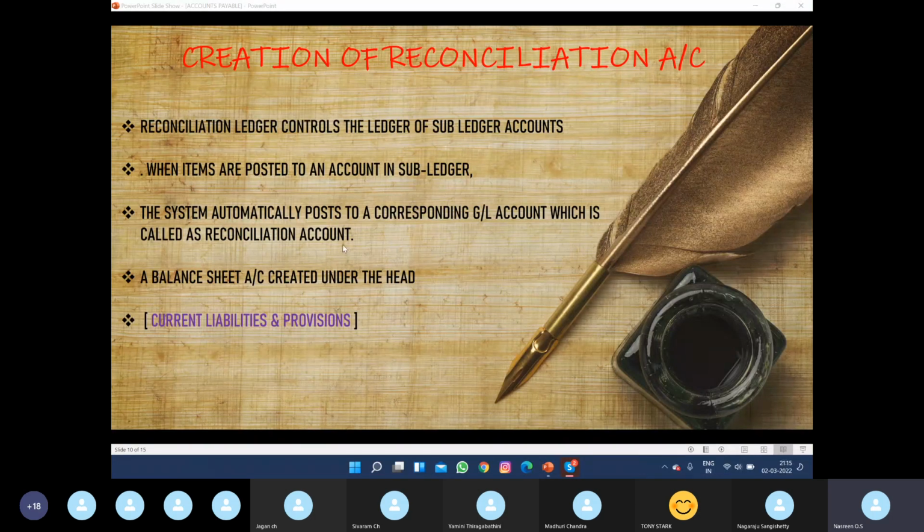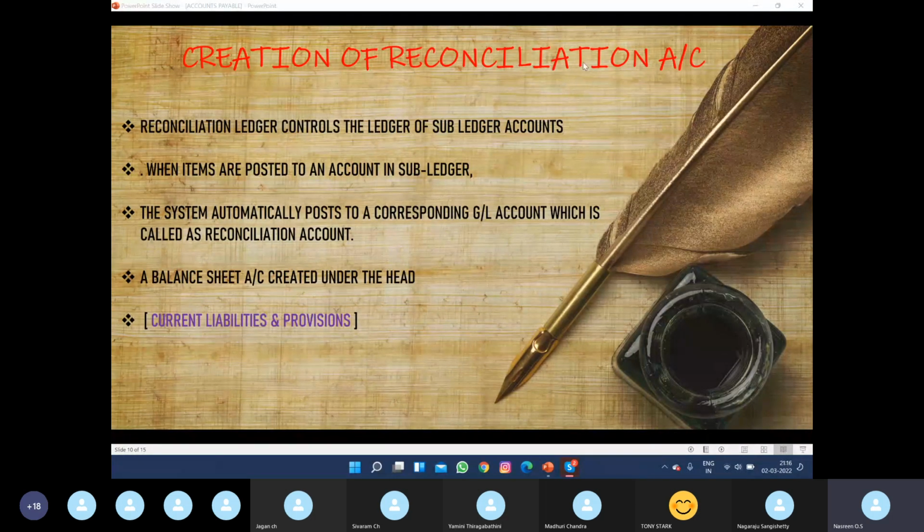Since this reconciliation account is linked to these subledgers, all the data that we post in the subledger, that is the accounts payable, is also simultaneously updated into this reconciliation account, and we can see this balance in our general ledger also. A balance sheet account created under the head current liabilities and provisions. See, this reconciliation account is created for vendors, for customers, for assets.